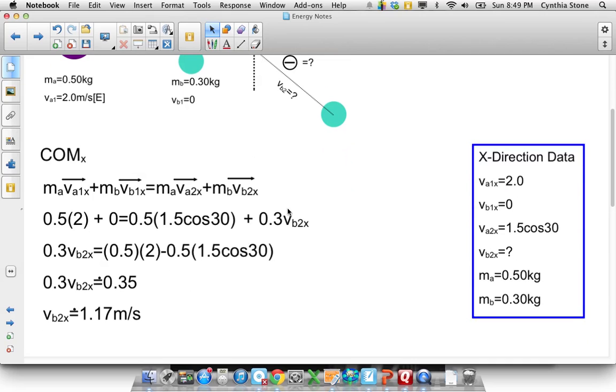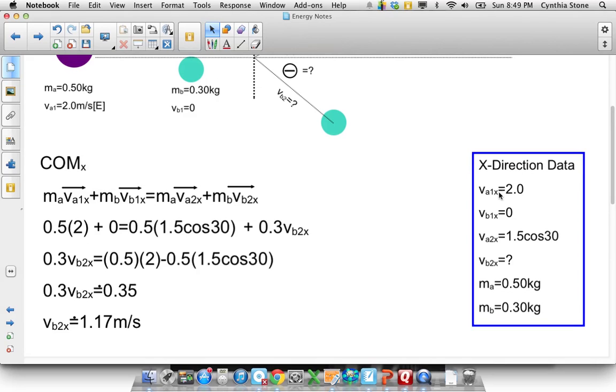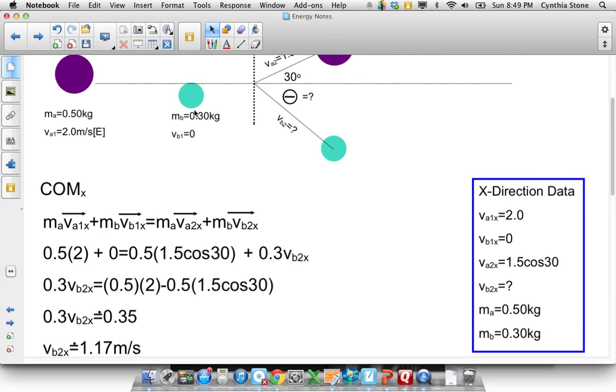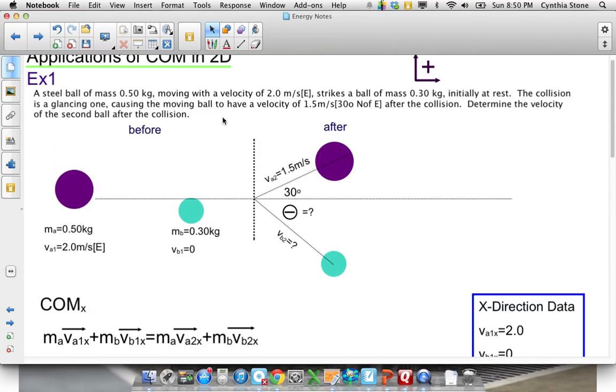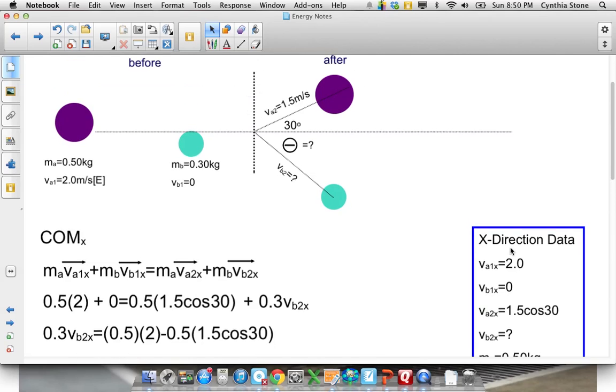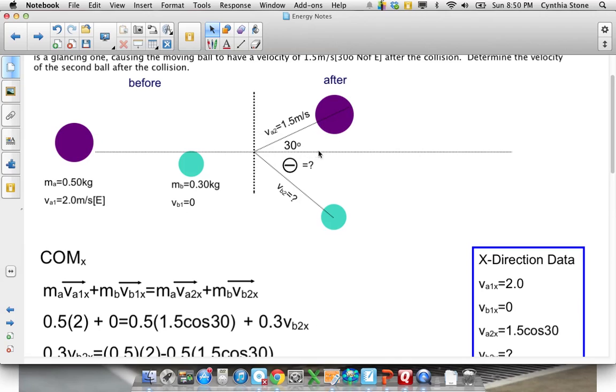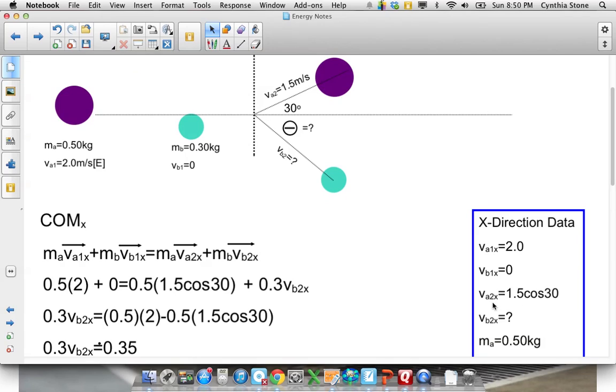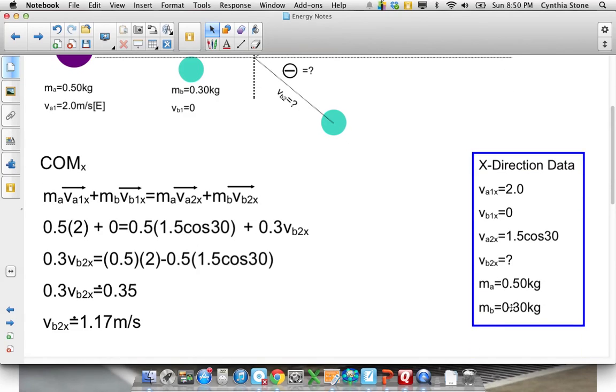So I go right ahead into calling x direction. I do conservation of momentum in the x direction and then the y direction. So the stuff that I know as far as x direction data is for A, we're doing north and east. So it's moving east, so it's all x, right? So the initial velocity of A is all x, 2 meters per second. The initial velocity of B in the x direction is 0. The final is 1.5. It's this component that would come down here, right? So it's 1.5 cos 30, adjacent to the angle. B2x we don't know. And I know the 2 masses.